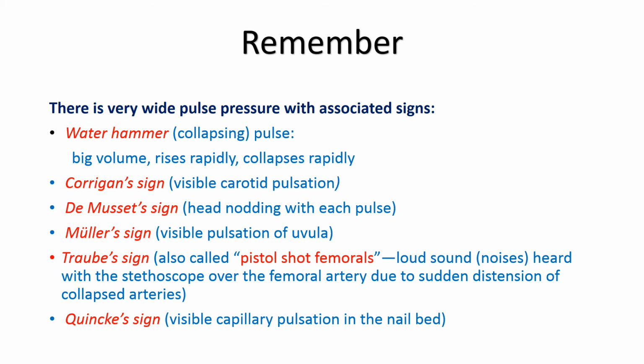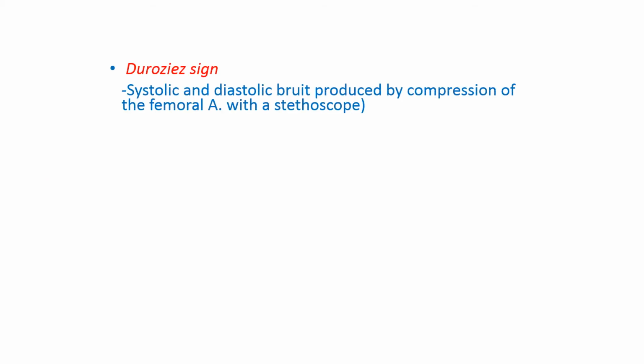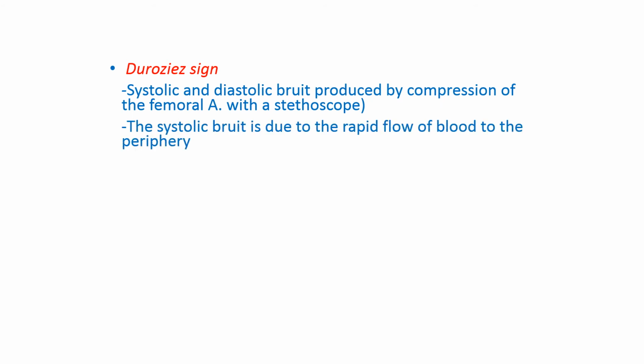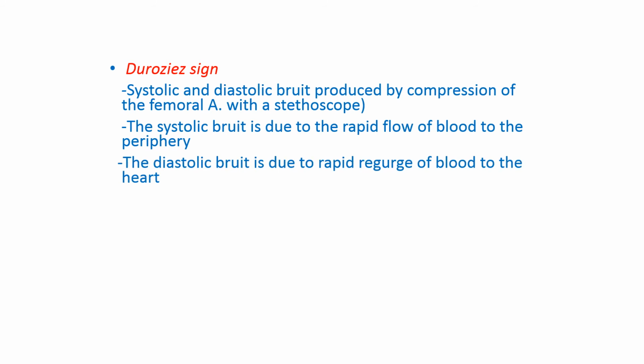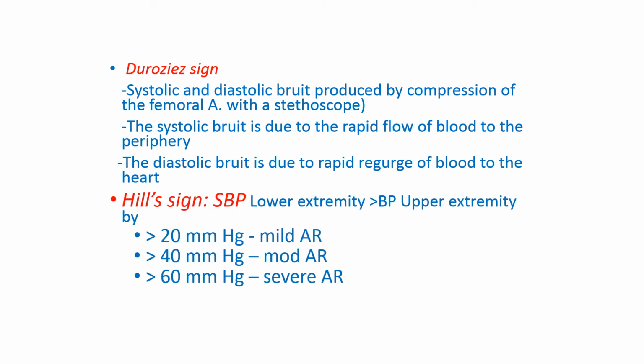The Duroziez sign is a systolic and diastolic bruit produced by compression of the femoral artery with a stethoscope. The systolic bruit is due to rapid flow of blood to the periphery, while the diastolic bruit is due to rapid regurgitation of blood to the heart. While Hill's sign is that systolic blood pressure in the lower extremities is higher than blood pressure in the upper extremities by more than 20 mmHg in mild aortic regurgitation, 40 mmHg in moderate aortic regurgitation, and 60 mmHg in cases of severe aortic regurgitation.